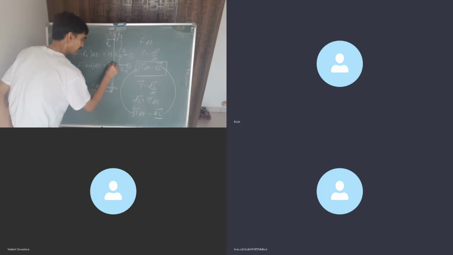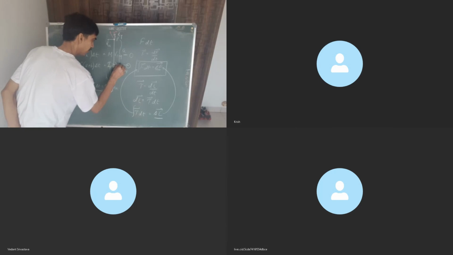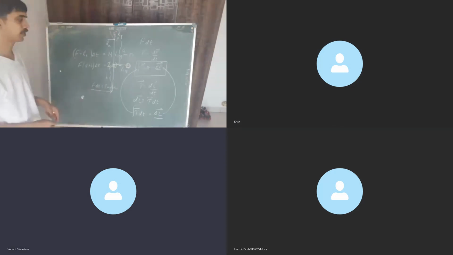So here omega is the angular velocity with which the rod is rotating. Yes, the angular speed or velocity, you can say, with which the rod is rotating. Is it okay? Is it visible? I've highlighted it with yellow chalk.